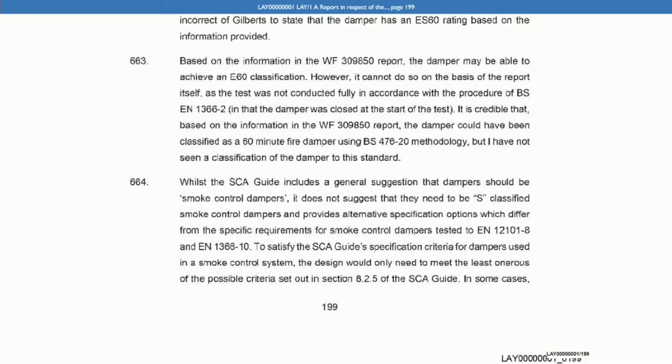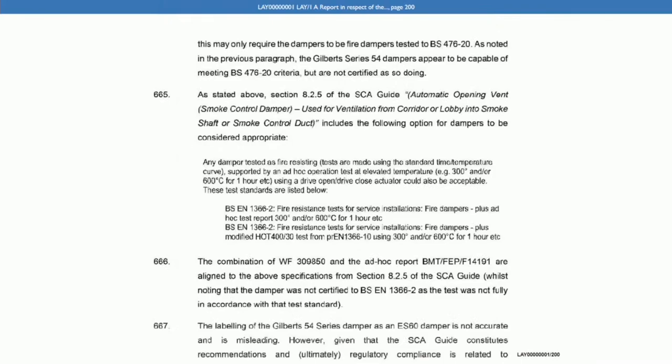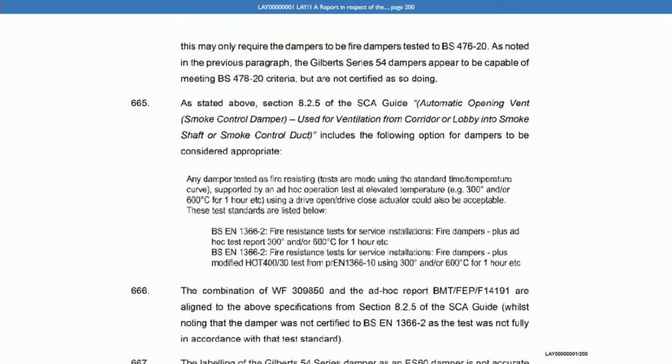To satisfy the SCA Guide specification criteria for dampers used in a smoke control system, the design would only need to meet the least onerous of the possible criteria set out in section 8.2.5 of the SCA Guide. And then over the page, in some cases, this may only require the dampers to be fire dampers tested to BS 476 Part 20. As noted in the previous paragraph, the Gilbert Series 54 dampers appear to be capable of meeting the BS 476 Part 20 criteria, but are not certified as so doing.